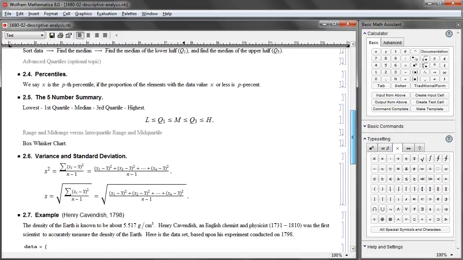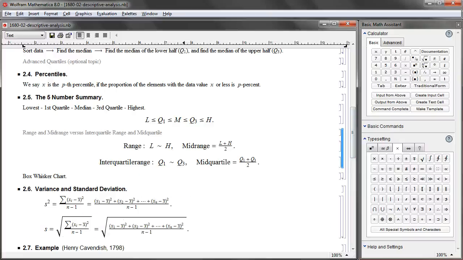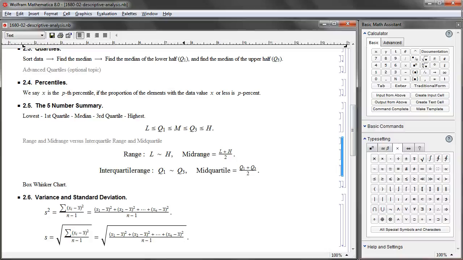Now let's discuss how well these kinds of things work. One good way to compare is the range and interquartile range, and mid-range and mid-quartile. Range is from lowest all the way up to the highest. I usually consider range as an interval from L to H, but some people prefer to have a certain number, H minus L, and that real number is called a range.